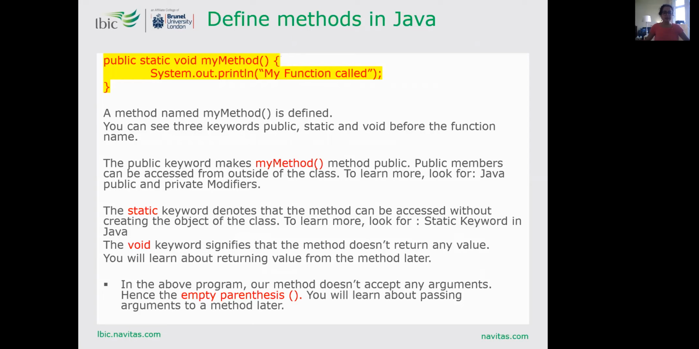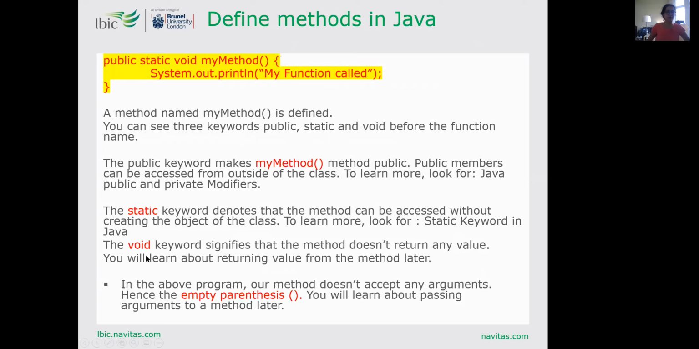And then you do have a static. What does static mean? A static keyword denotes that the method can be accessed without creating the object. Do you remember we had class methods and object methods? If you have a static after the public keyword, then the method can be accessed without creating an object of the class. So you don't need to worry about having a class and then an object. No, you can call the class straight away.